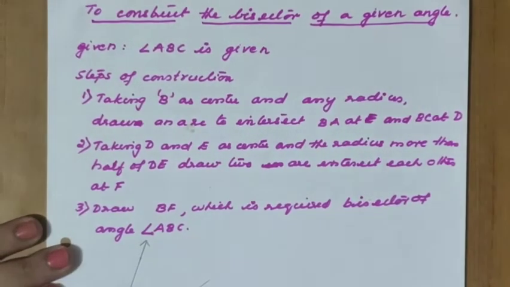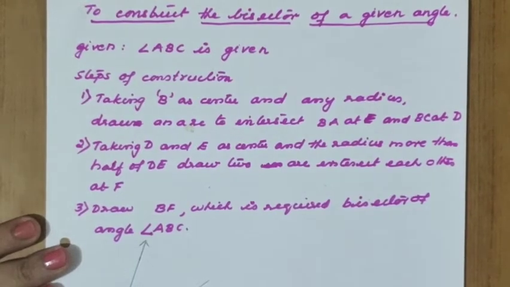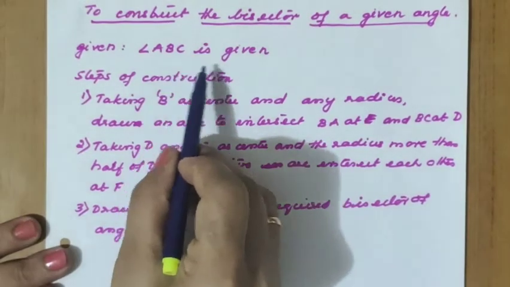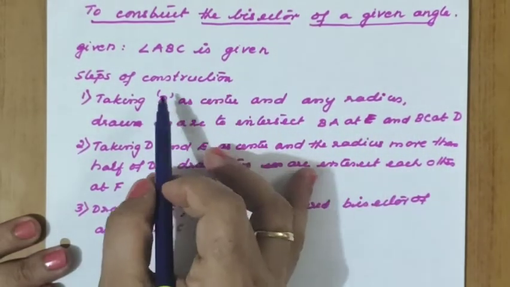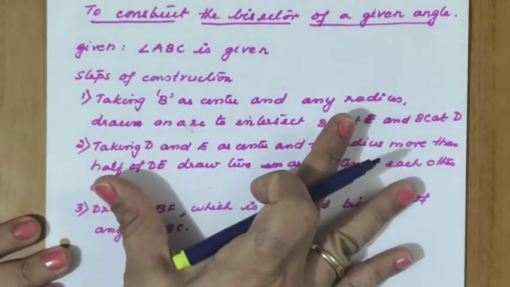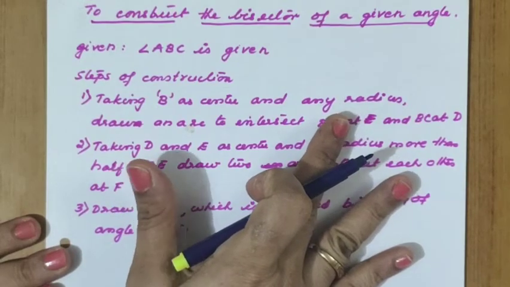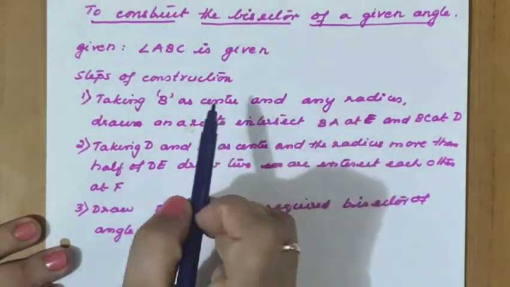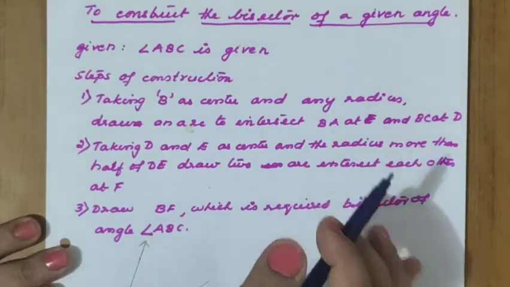Good morning, children. Today we are going to start new chapter 11, constructions. To construct a bisector of a given angle, that means we have to construct an angle bisector. So given angle ABC at any measurement, this is a general way of constructing an angle bisector. I am telling, later we can go for the measurement wise. So angle ABC, any measurement we can take.